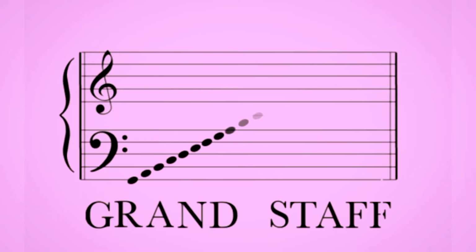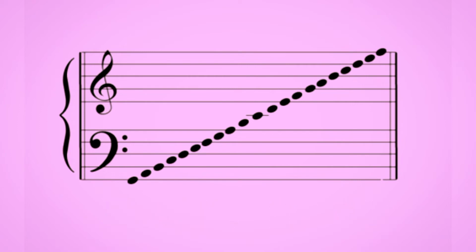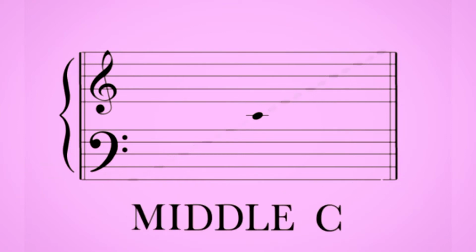Therefore, when combining each clef into a grand staff, the treble clef would be placed on the staff above the bass clef, like this. Another way to think about it is that the treble clef contains notes which are above middle C, and the bass clef contains notes which are below middle C. Here is middle C. We'll go a little further into depth with this in later videos, but for now, it's just something to keep in mind.